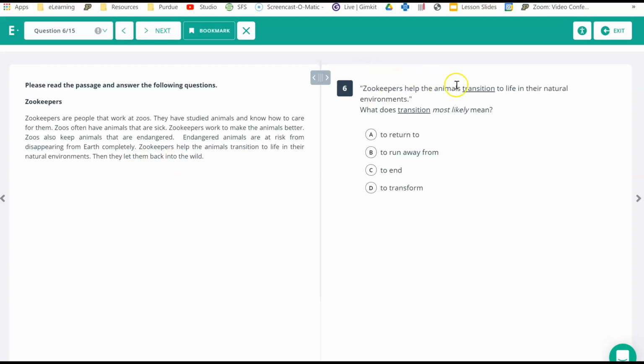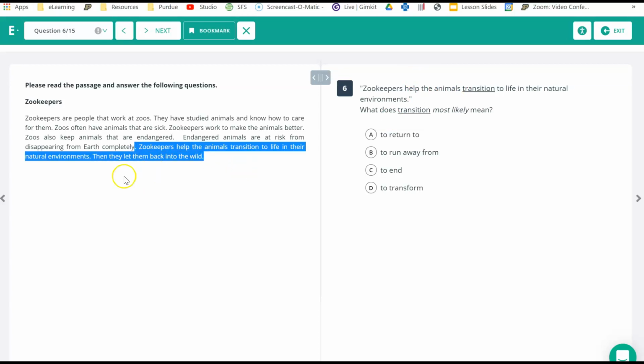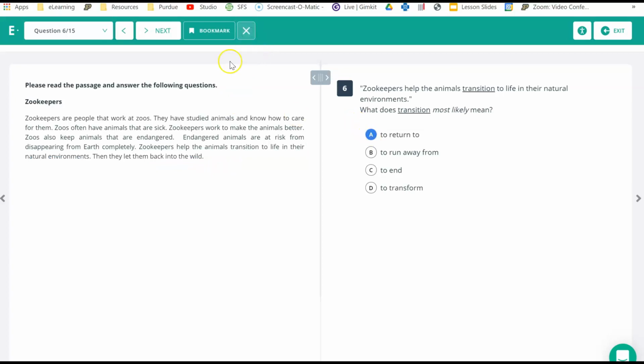So zookeepers help animals transition. I'm going to look at this sentence and around it, because in the next sentence it says, then they let them back into the wild. So what do we think transition means? Does it mean to return, to run away, to end, or to transform? Well, they're trying to let them back into the wild, so they're trying to return them.